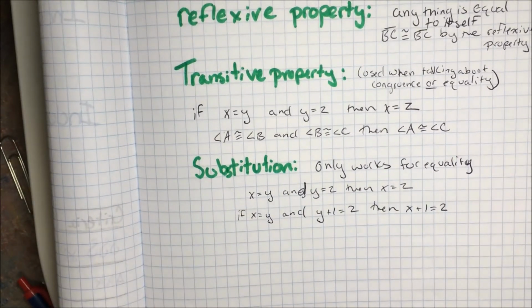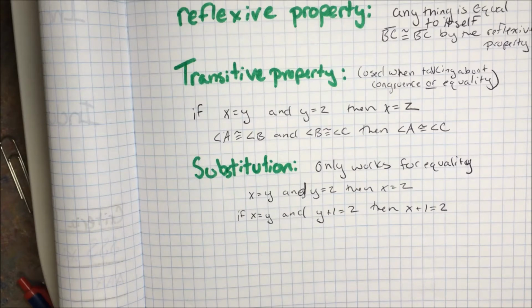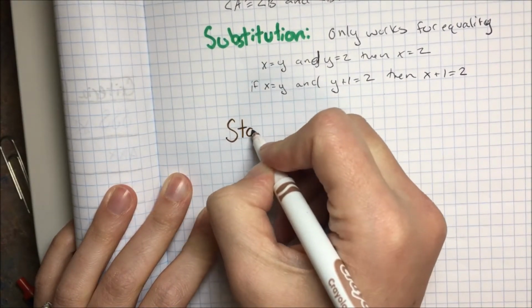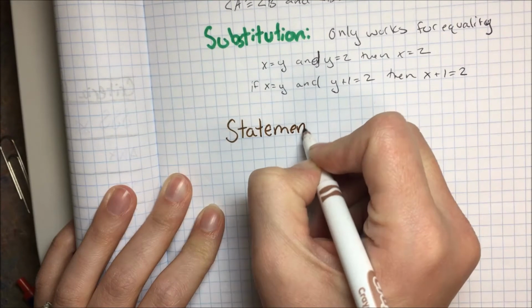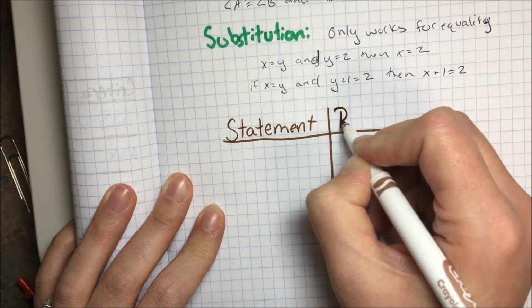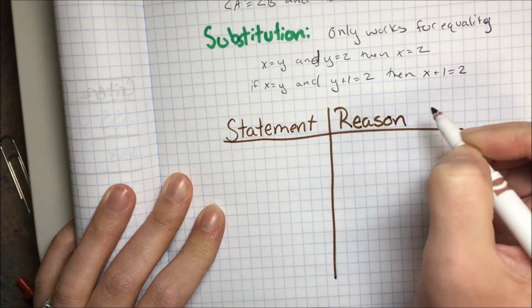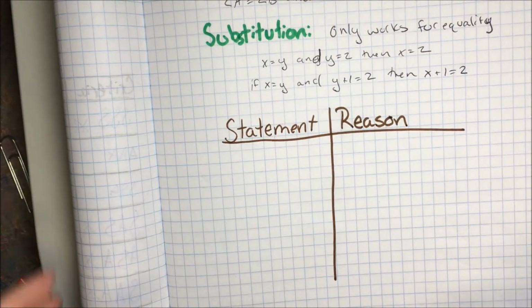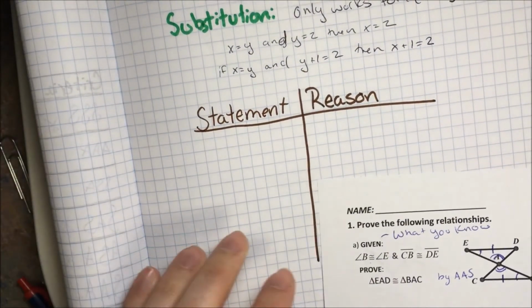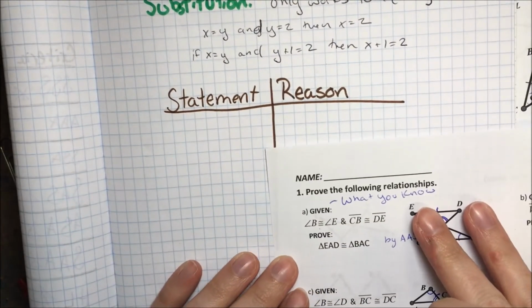All right, so when we write proofs, we're going to kind of set them up in the same way every time. And we can write proofs in sentences, but we're going to start by writing proofs using a chart. So statement, reason. Okay, and I'm going to show you one proof first so that you come into tomorrow's class with one proof. So let's look at proof 1A.